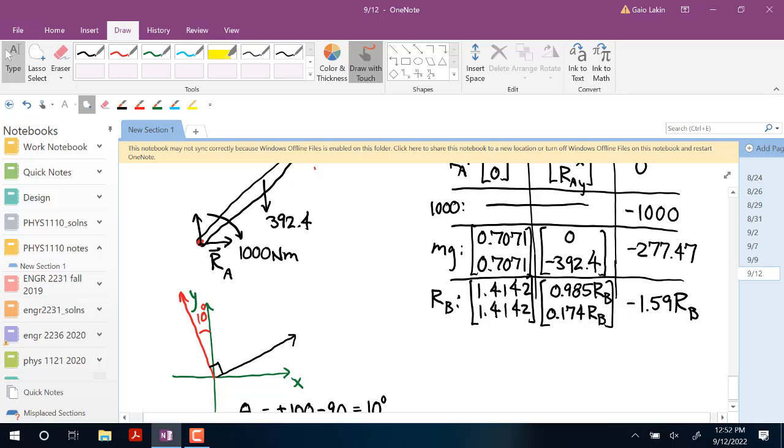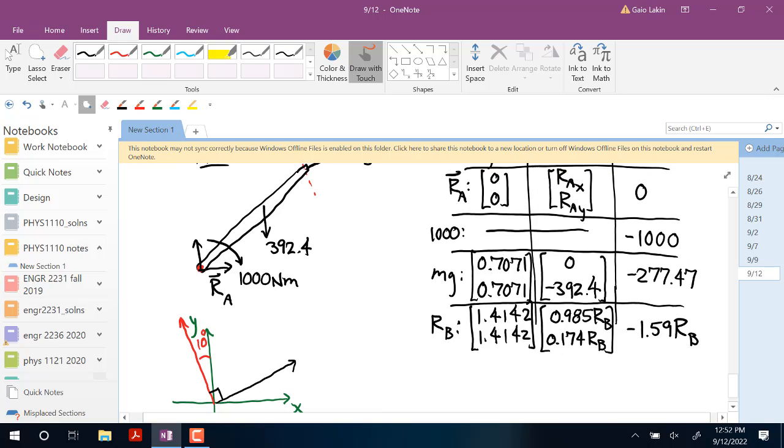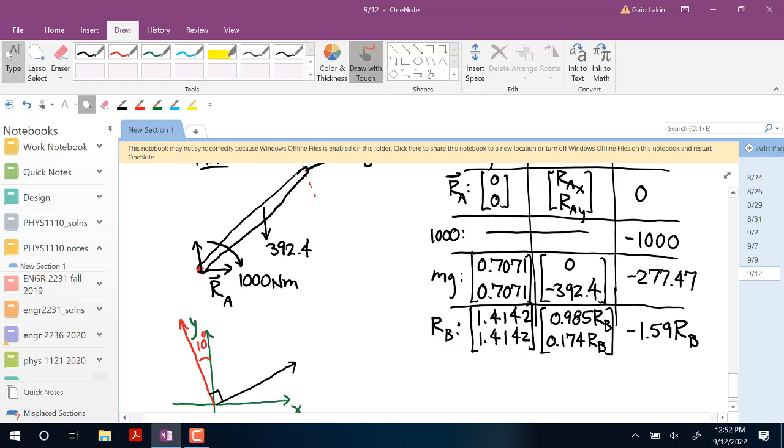Okay, so now the rest, I mean, we're out of time. I'm not going to finish it, but the rest is just taking the equations you have here. These add up to 0. These add up to 0. You have 3 equations for 3 variables.